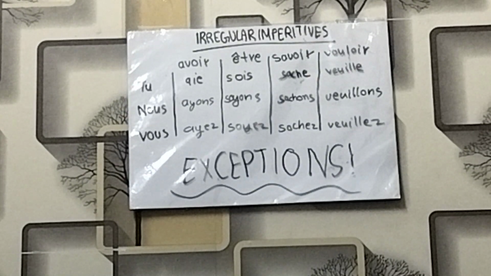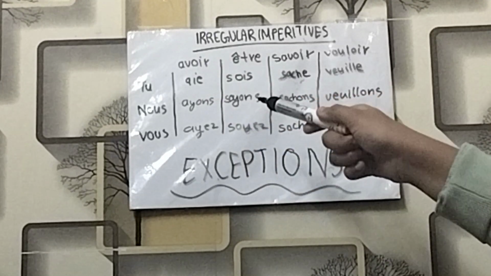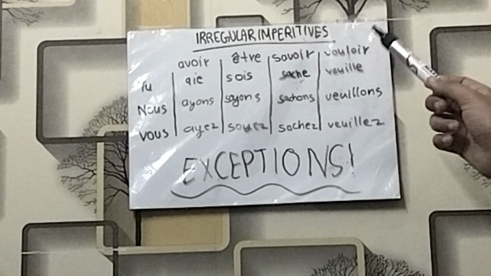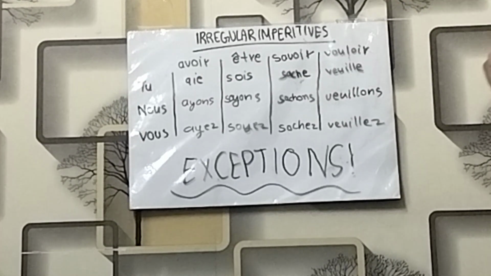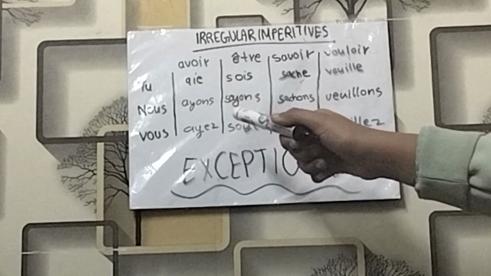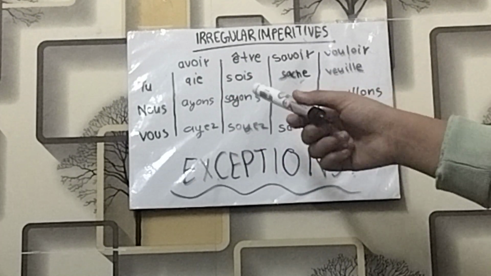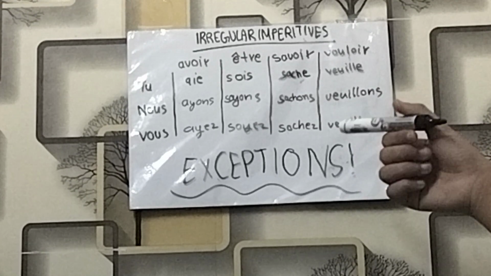It is aie, ayons, ayez. Now the second verb is être. For tu we say sois, for nous we say soyons, and for vous we say soyez. It is the same pattern in avoir and être: we are just adding yons and yez for nous and vous.